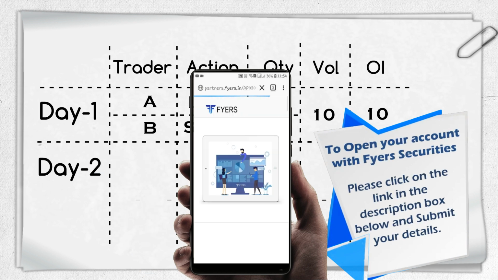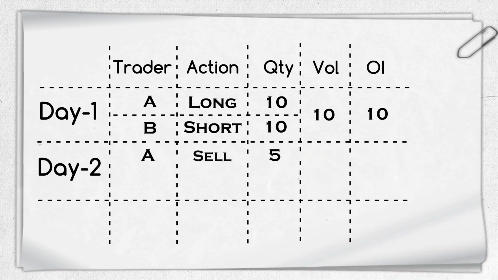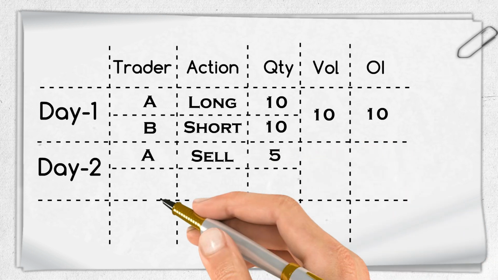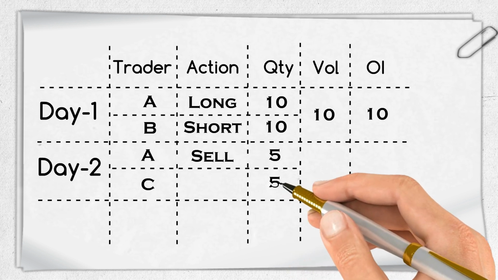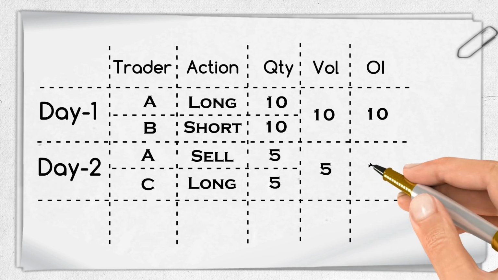Now, day 2. Due to some fear, Mr. A, who went 10 lots long, now wants to sell 5 lots and close those positions. At the same time, Mr. C, who is bullish in that scrip, wants to go 5 lots long. Here goes the transaction. So, volume traded on the day is 5 lots, right? What about open interest? Contracts open. Previous day 10 plus today's 5, 15. Is it right? Wrong. If you observe carefully, only the existing contracts with Mr. A are being transferred to Mr. C. No new contracts have been opened. So, no change in open interest.